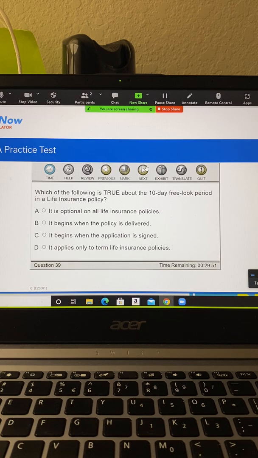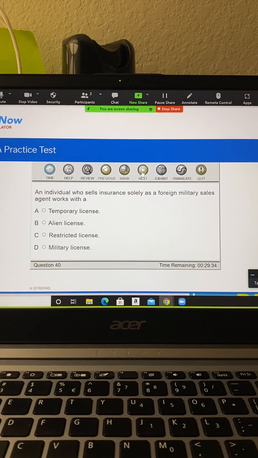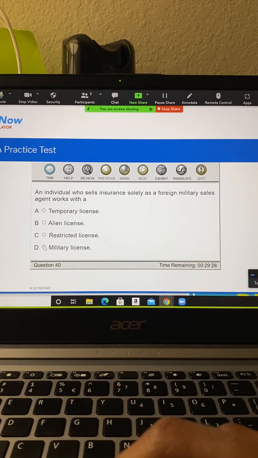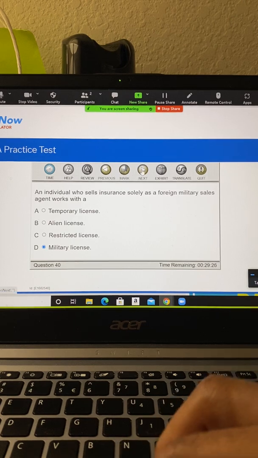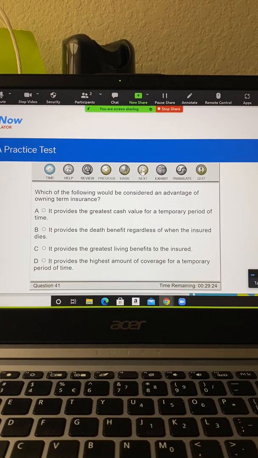Which of the following is true about the 10-day free look period in the life insurance policy? B. That's it. You see how easy that was? Yeah. An individual who sells life insurance solely as a foreign military sales agent works on a military license. It might be restricted license, but we'll find out in a second. All right, you read it. Which of the following would be considered an advantage of owning term insurance?